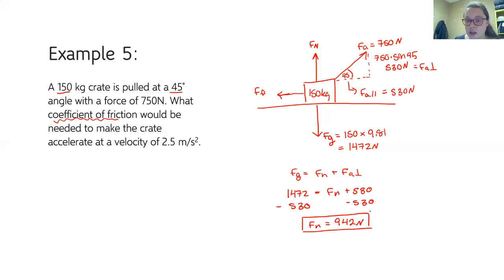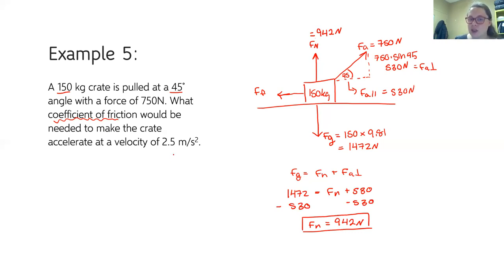Okay, not done yet. I drew a box around that. I guess it's just a habit when I finish off the calculation. 942 newtons. That's one piece to finding what friction is. But the issue is that I don't know the coefficient of friction. So what other information could I use to find out friction?